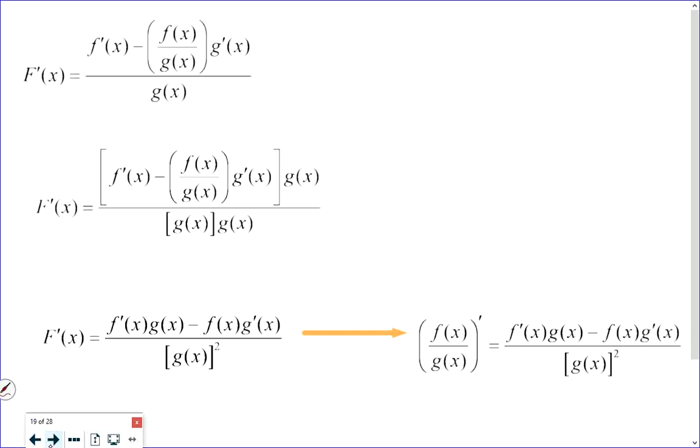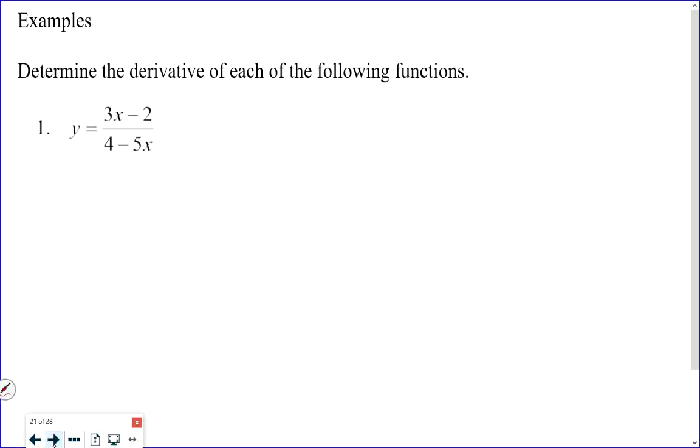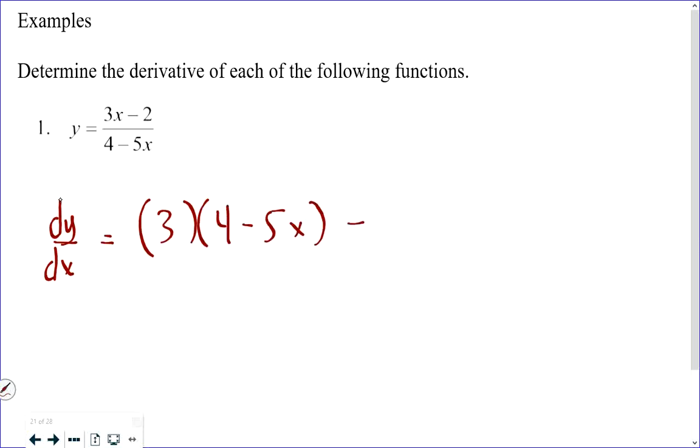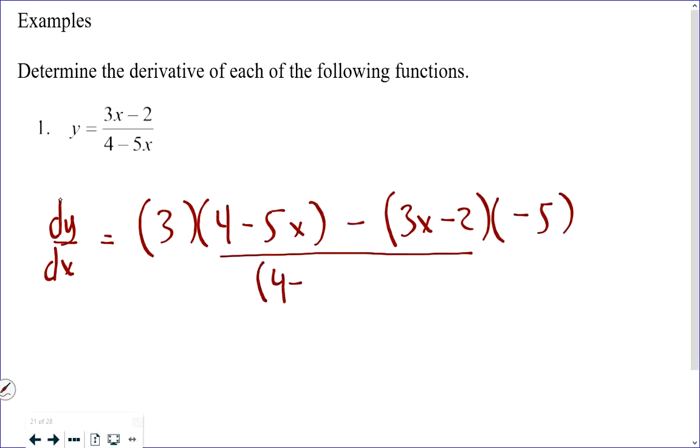But let's put this into practice now. Much like the product rule, the quotient rule is kind of a rhythmic thing. Derivative of the top times the bottom minus the top times the derivative of the bottom over the bottom squared. It's just a pattern that you get into. So dy dx here is going to be equal to 3 multiplied by 4 minus 5x, minus 3x minus 2 multiplied by negative 5, all divided by 4 minus 5x quantity squared.